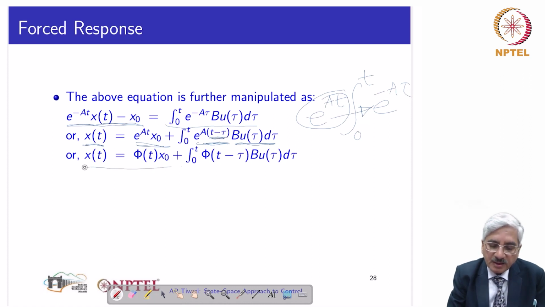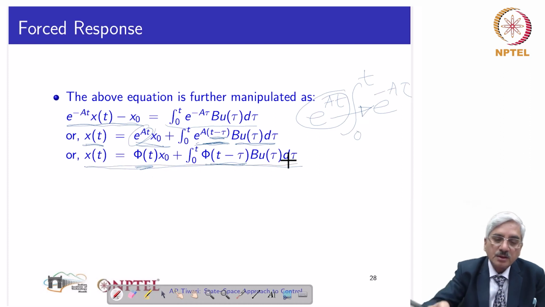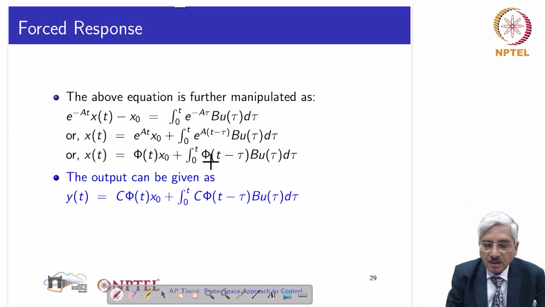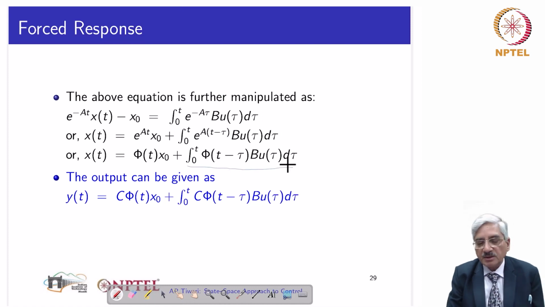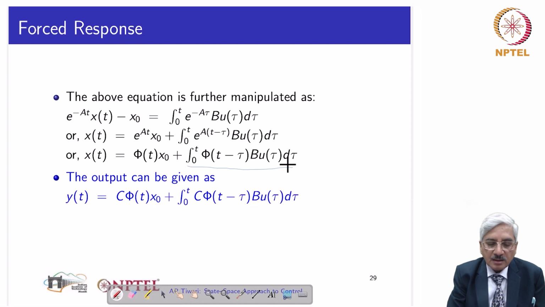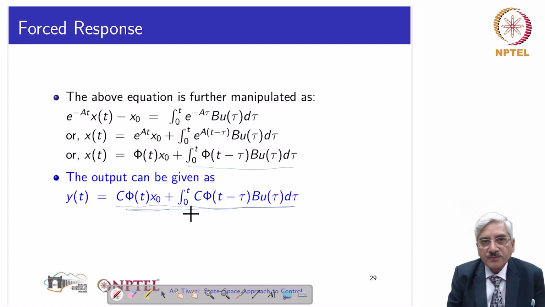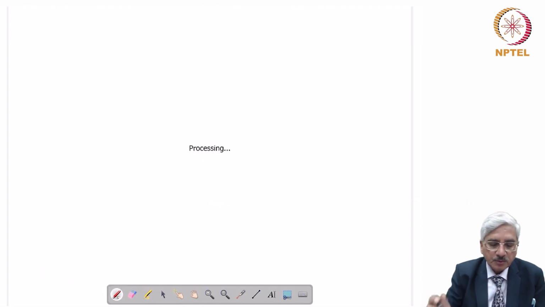Hence, x(t) gets expressed as this, in which we have denoted e power At by phi(t) and e power A(t minus tau) by phi(t minus tau). So we obtain the solution in this form: x(t) equal to phi(t) x0 plus integral 0 to t of phi(t minus tau) B u(tau) d tau. And if it is multiplied throughout by C, y(t) is Cx(t), and so the expression for y(t) becomes this. So having obtained the solution of the state, it is straightforward to obtain the time response of the output y(t).